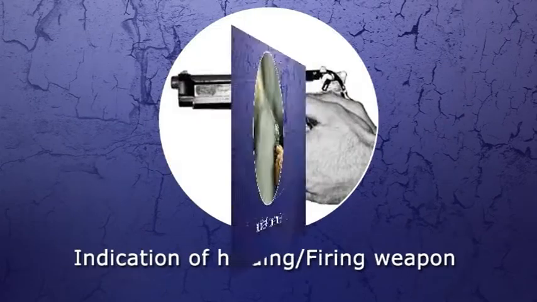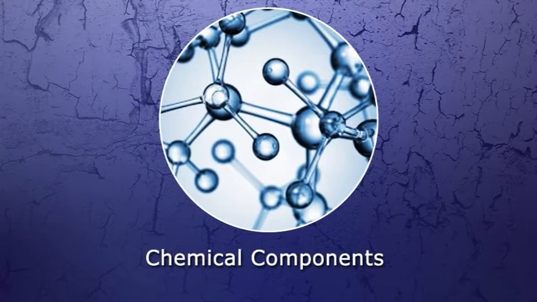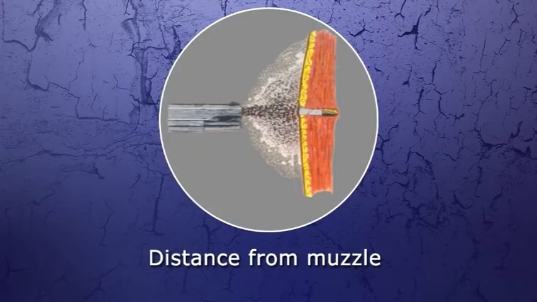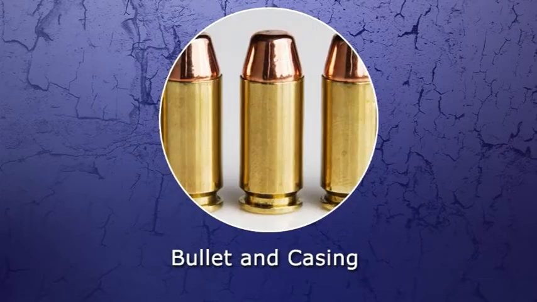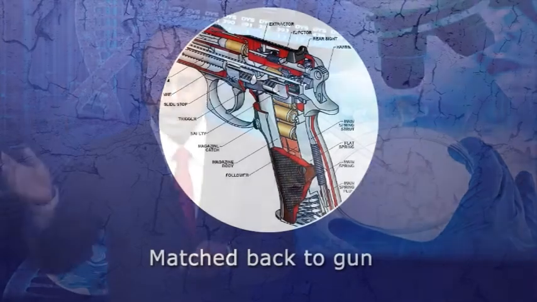Gunshot residue, indication of holding firing weapon, chemical components, shot pattern, type of gun, distance from muzzle, bullet and casing matched back to gun, that is ejector, firing pin, breech block and extractor marks matched back to same lot of ammunition found in suspect's possession.